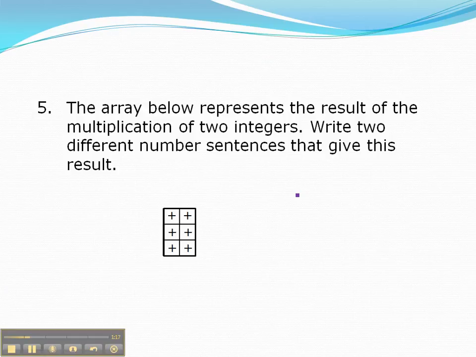Problem number 5. The array below represents the result of multiplication of 2 integers. Write 2 different number sentences that give this result. So we have, let's see, 2 columns times 1, 2, 3 rows. So 2 times 3 equals 1, 2, 3, 4, 5, 6 positives. 2 times 3 equals 6. That's the easy one to come up with.